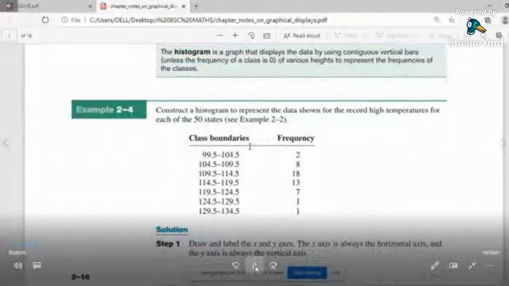Okay, there are 50 states, and this is the example from a country. Anyway, that is not given here, which country is present. This is the range of temperature, 99.5 to 104.5. There are two states having that temperature, and 104.5 to 109.5, that is the frequency. 109.5 to... So similarly, you can see this data.